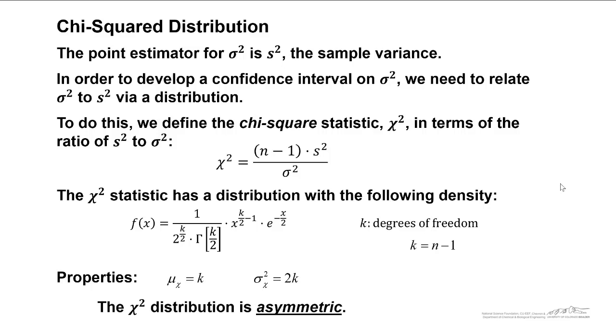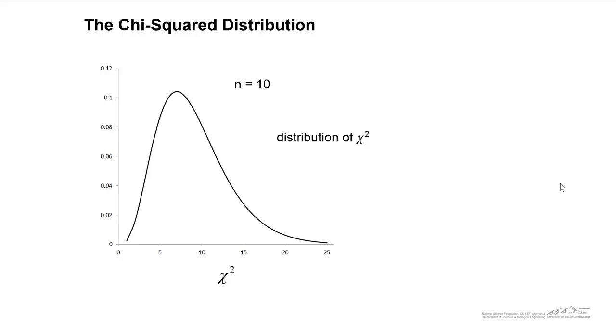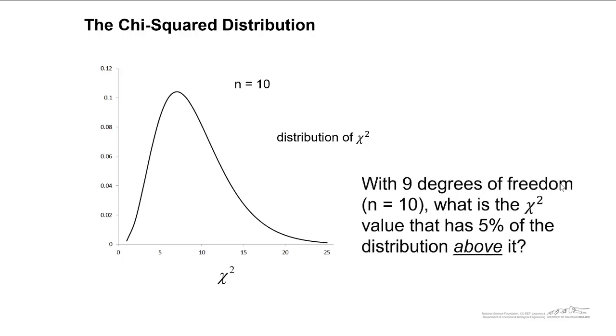Very importantly, the chi-squared distribution is asymmetric. It is not symmetric like the standard normal, the normal, or the t distributions. There's different chi-squared distributions depending upon the degrees of freedom. Here we have 10 samples, so our degrees of freedom, or k, or you'll see this represented as nu, Greek letter nu, is equal to 9. So with 9 degrees of freedom, this is what the distribution of chi-squared would look like. Chi-squared is always positive, it's asymmetric, and we can determine things related to probabilities using these chi-squared distributions.